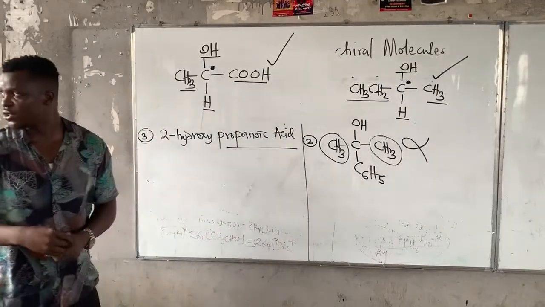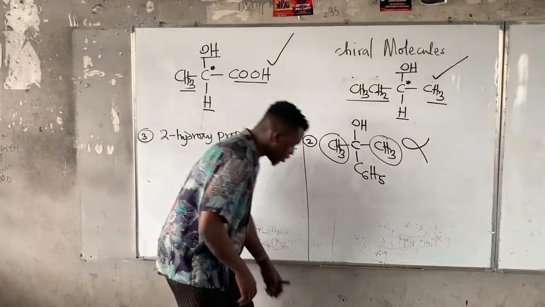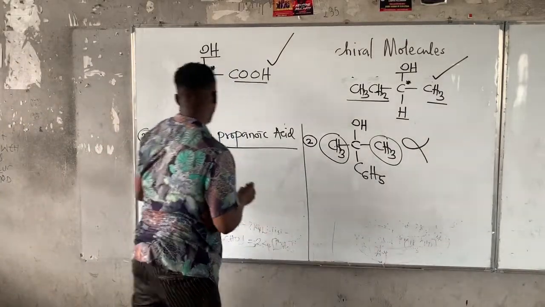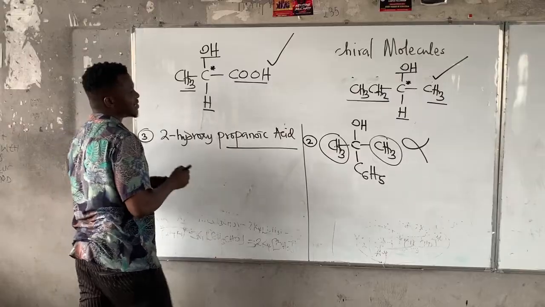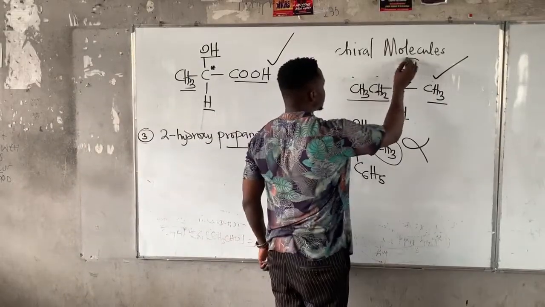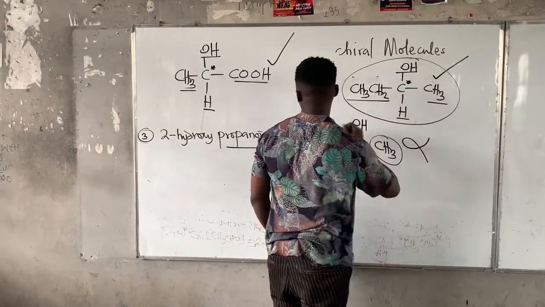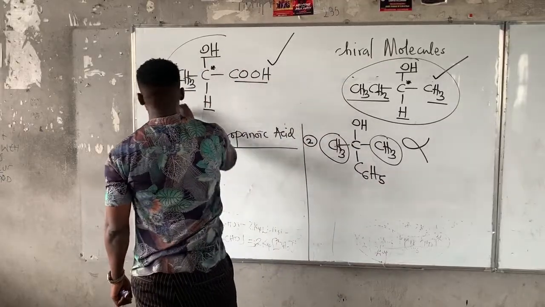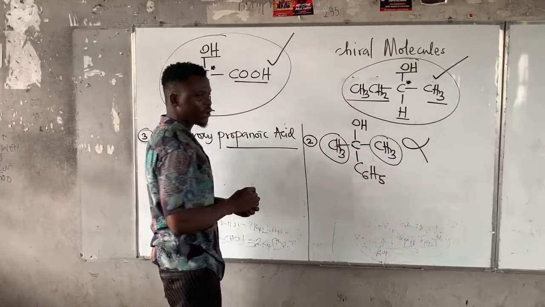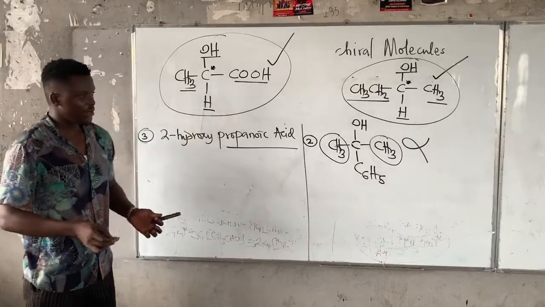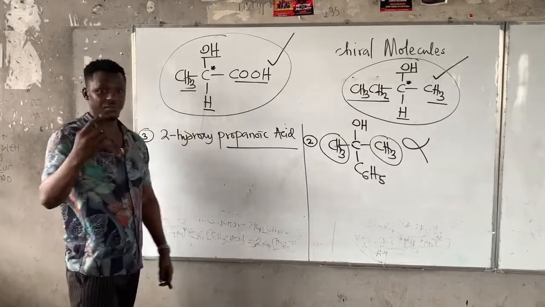So therefore the question says, which of the following is a chiral carbon? The answer is the first one, which is 2-butanol, and this one. So the answer is number 1 and number what? 3. That is it.